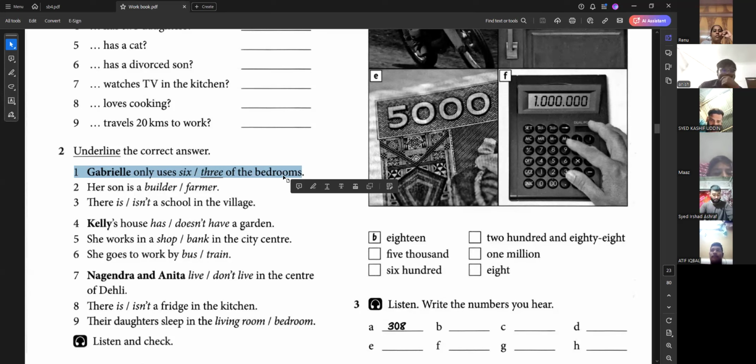Their daughters sleep in the living room. In the living room.